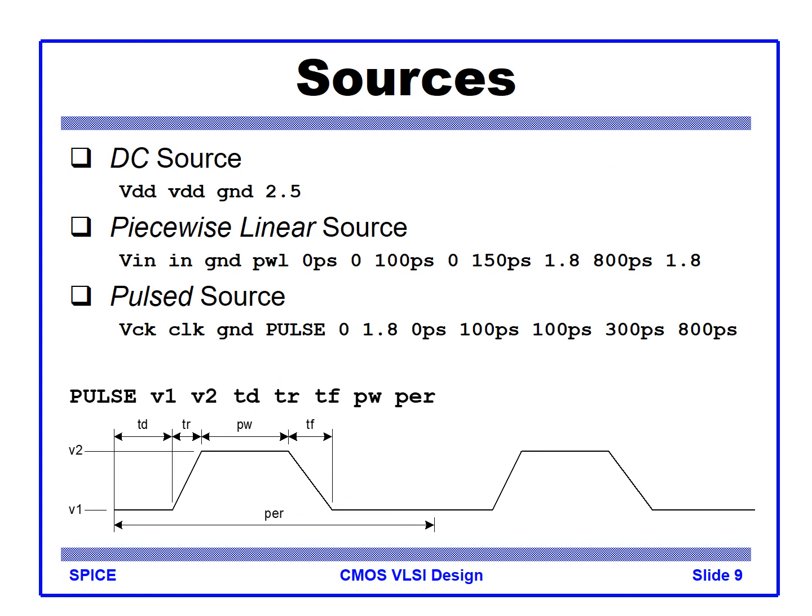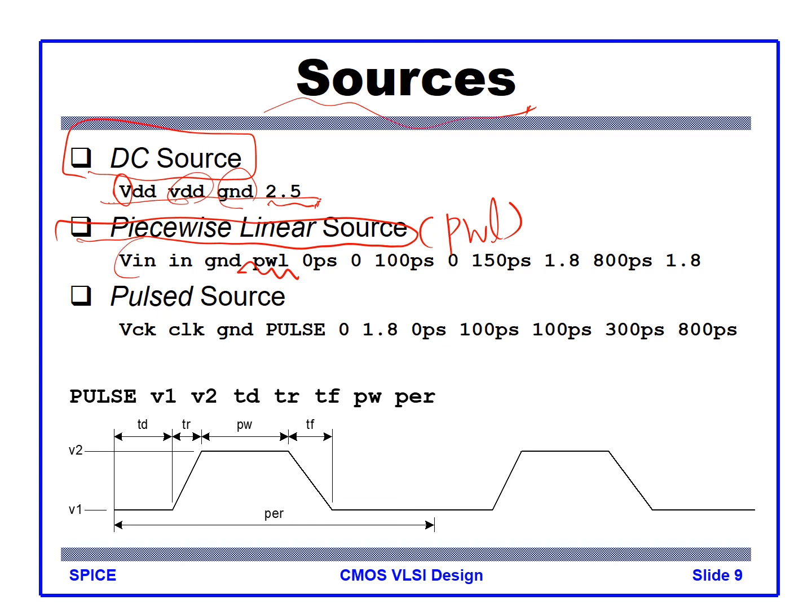Sources. There are a variety of sources defined in the simulation. For example, we have a DC source defined like this. You start with the character V, and this is the name of the nodes and the value property of the DC voltage, that is 2.5 volt. We also have a piecewise linear source called PWL. So we define PWL with the instance name of Vin, between input and ground node, we have all the piecewise voltage information on the right.